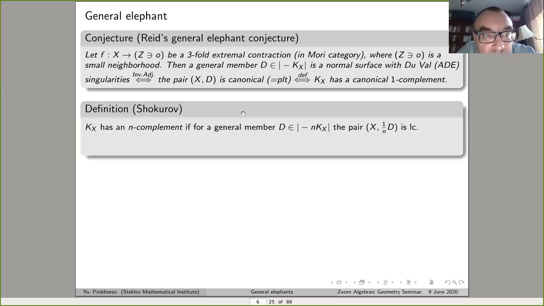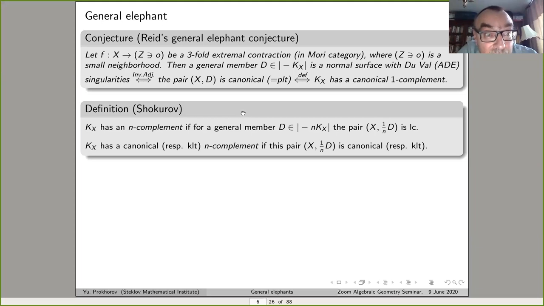Let me give a definition. An n-complement for the canonical class, I should say that it specifies this canonical class, is a general member of the multiple anti-canonical linear system such that (X, D/n) is log canonical. And we can consider canonical or KLT complements, meaning that the corresponding pair is canonical or KLT respectively.